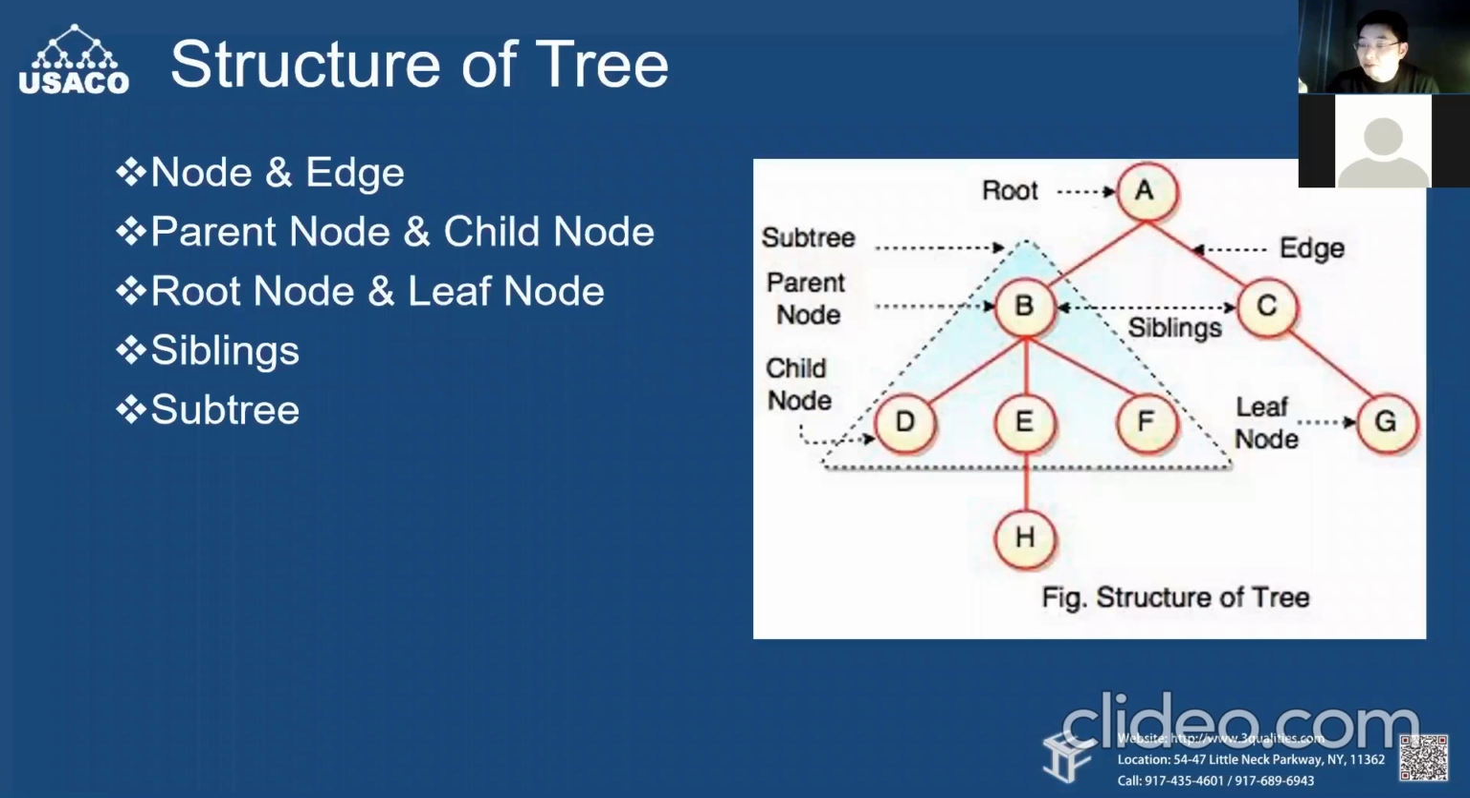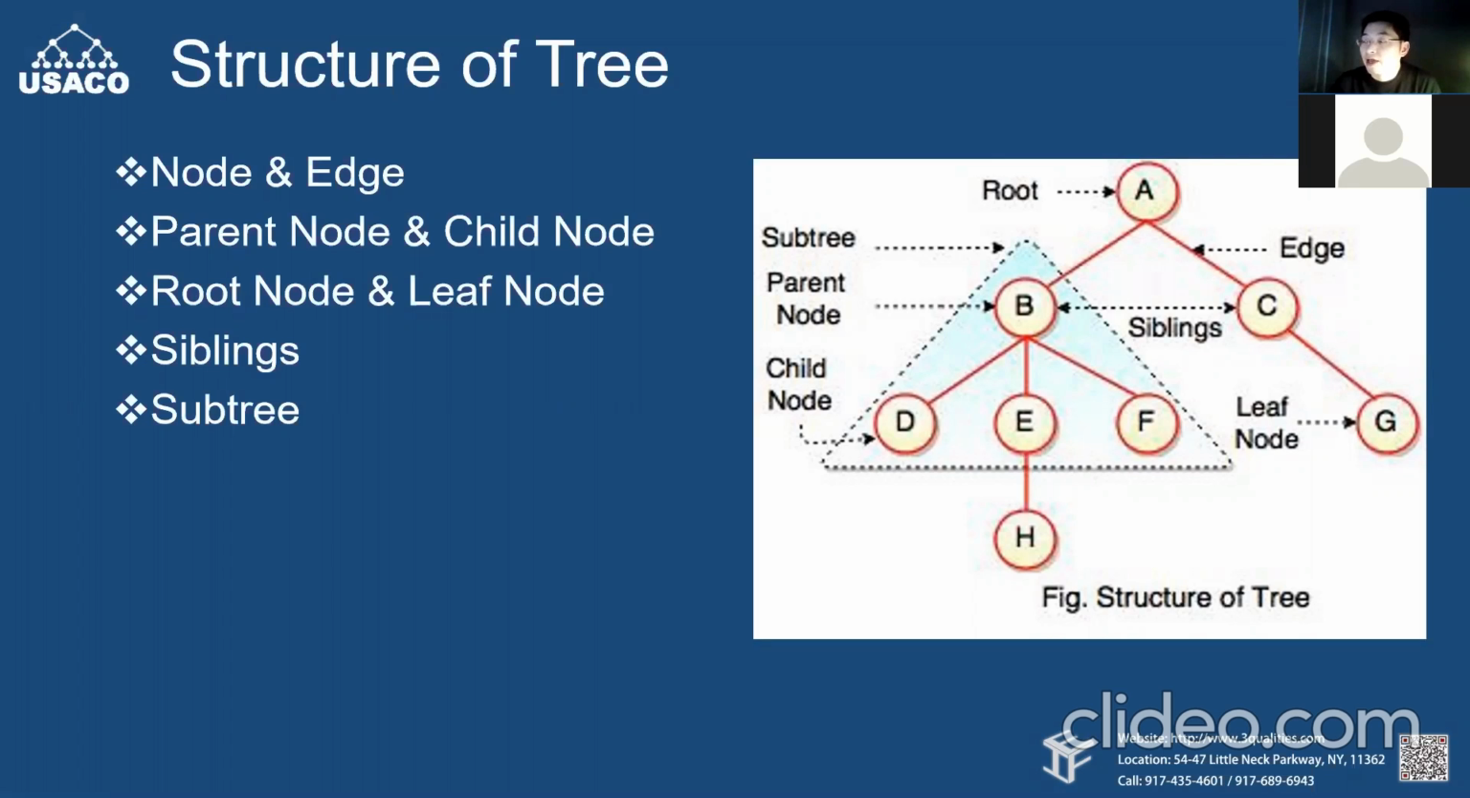We have a parent node, right? And we have a child node. One parent node can have multiple or zero child nodes. One child node only has a single parent node.